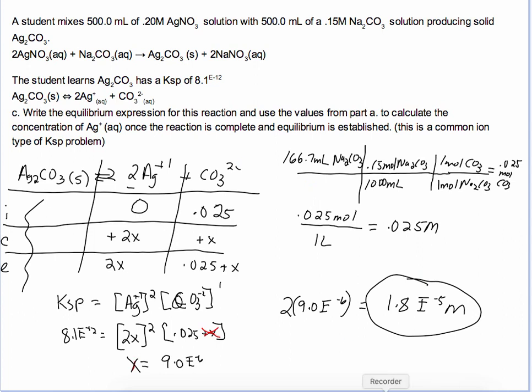All right, so you should do this problem and check your work and see if you understand how to do it.